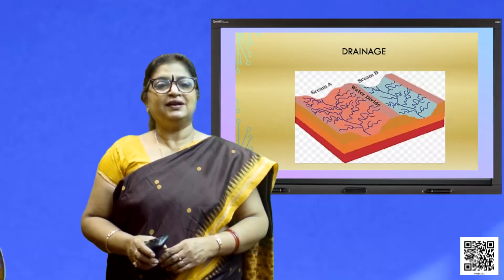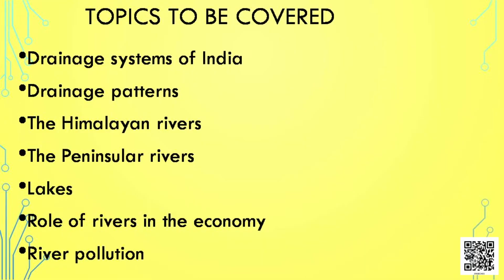Today I am going to teach you Geography from Social Science Contemporary 1 and the name of the chapter is Drainage. This chapter is divided into 6 units. Number 1, Drainage System of India. Number 2, Drainage Patterns. Number 3, the Himalayan Rivers. Number 4, the Peninsular Rivers.